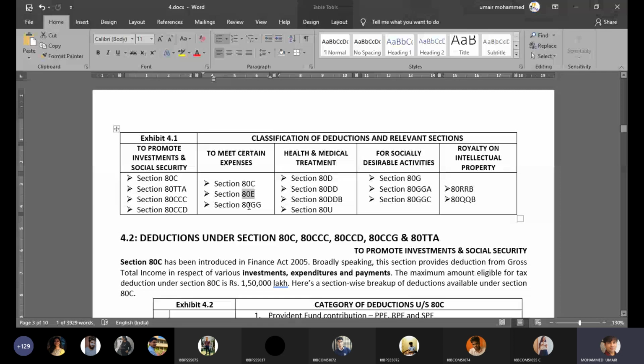Now let's move on to all those sections that provide deduction towards health and medical treatment. Let's begin with 80D. What's common between 80D and 80C is that 80C also has insurance, whereas 80D is also insurance.